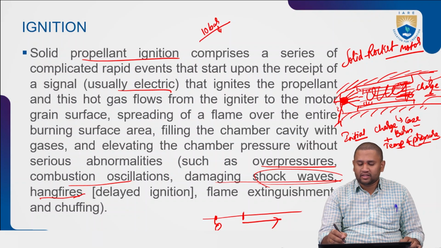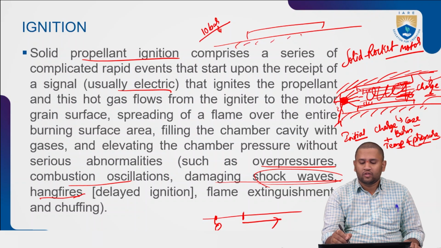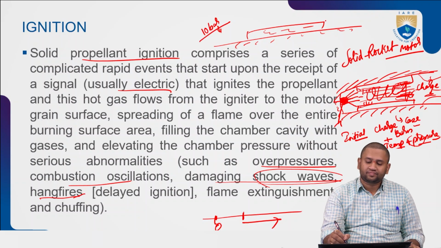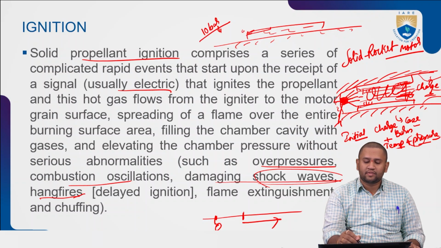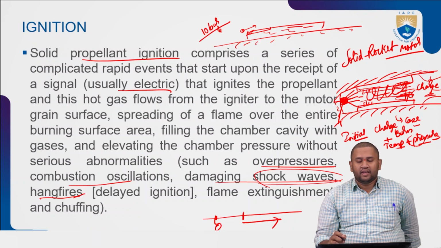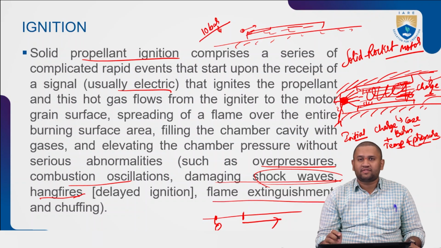For example, the same thing. The propellant charge, whatever we are having, is burning very slowly, right? Particularly the surface near the explosive part tends to burn faster rather than everything else. This created my delayed ignition. Other one would be the flame extinguishment.